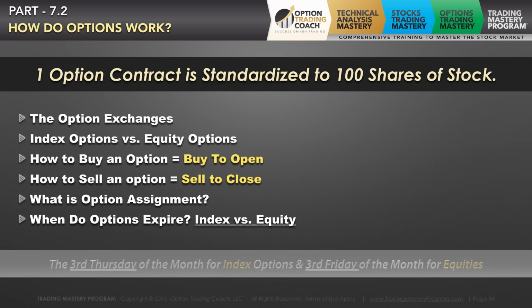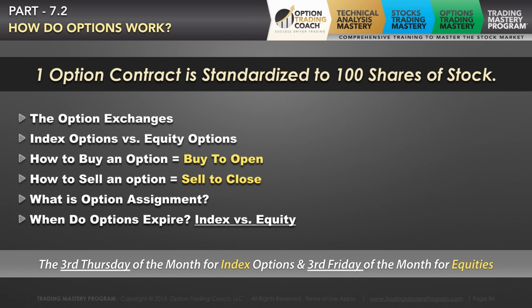When do options expire? Well, you have index and you have equity options. Stock options or equity options, they expire the third Friday of the month. And then index options expire the third Thursday of the month. And ETFs are not considered index options. ETFs are considered equity options because they trade just like stocks.